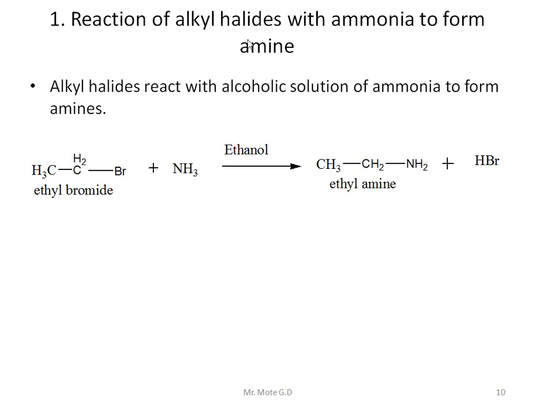First method, reaction of alkyl halide with ammonia to form amine. So this is ethyl bromide we have taken. We have treated it with ammonia, and the solvent is ethanol. So NH2-H and Br: H from ammonia and Br from this will be liberated as HBr, and the NH2 group migrates towards CH2 to form ethylamine. So ethyl bromide treated with ammonia in the presence of ethanol forms ethylamine.